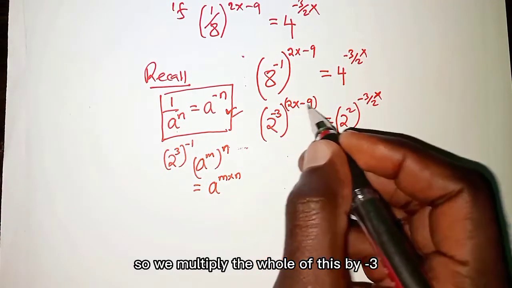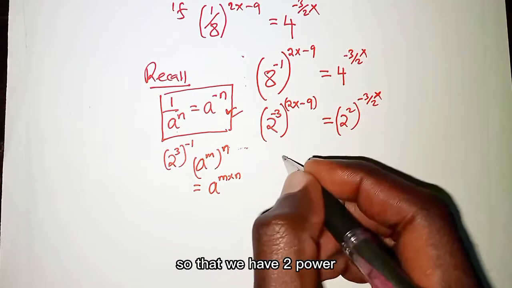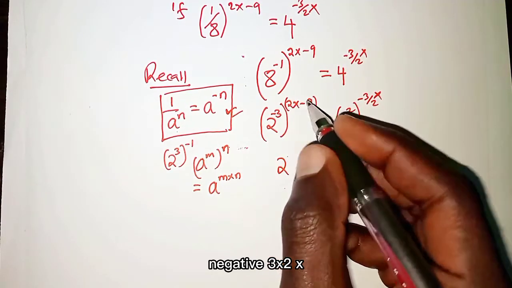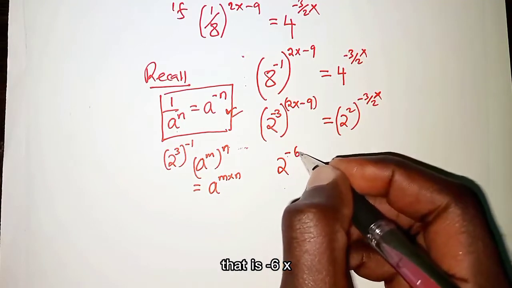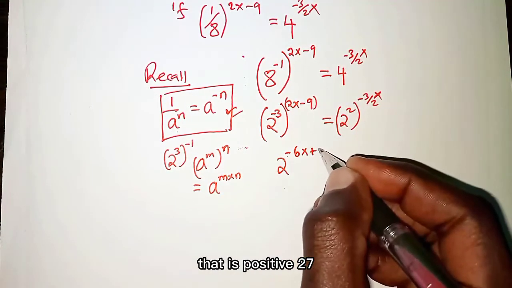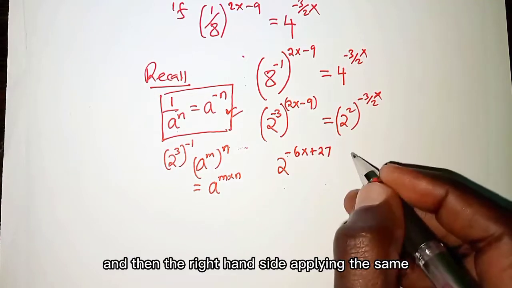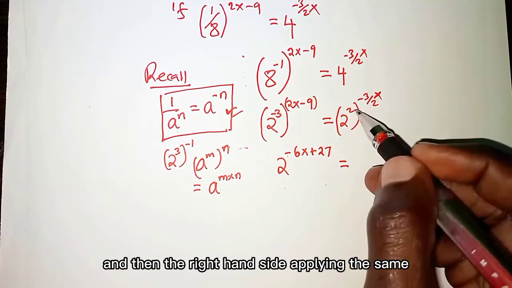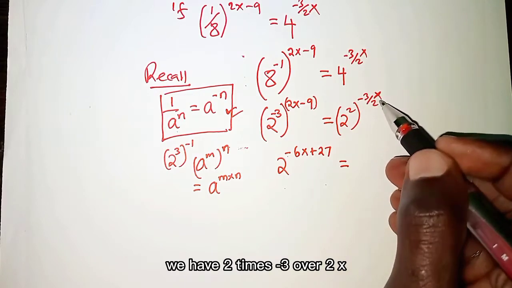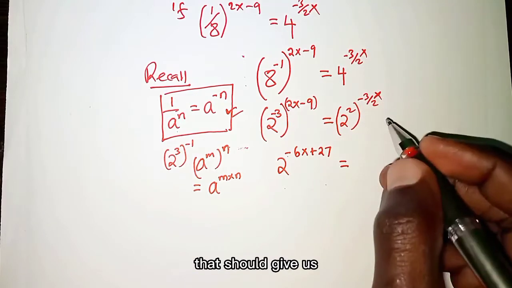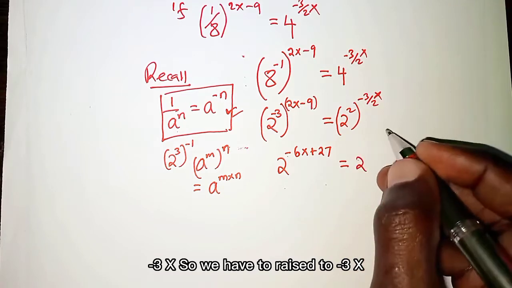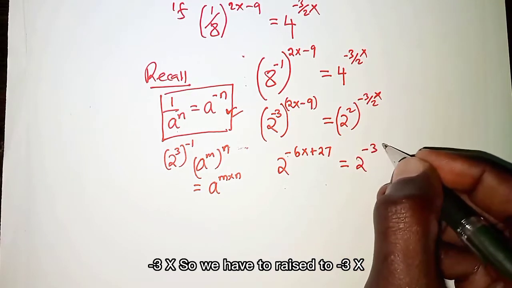So we multiply the whole of this by negative 3, so that we have 2 power negative 3 times 2x, that is negative 6x, and then negative 3 by negative 9, that is positive 27. And then on the right hand side, applying the same, we have 2 times negative 3 over 2x. That should give us negative 3x. So we have 2 raised to negative 3x.